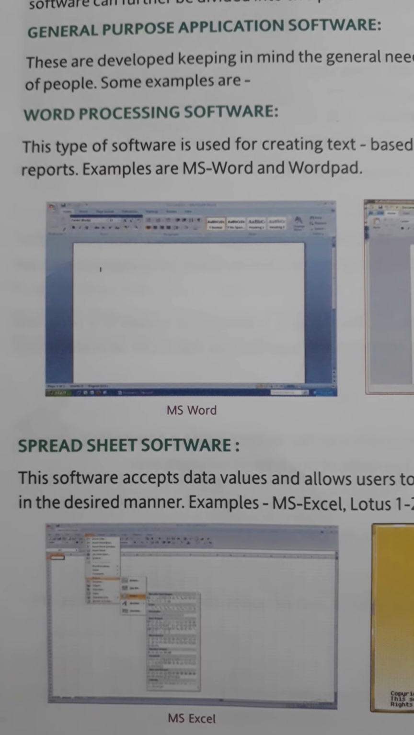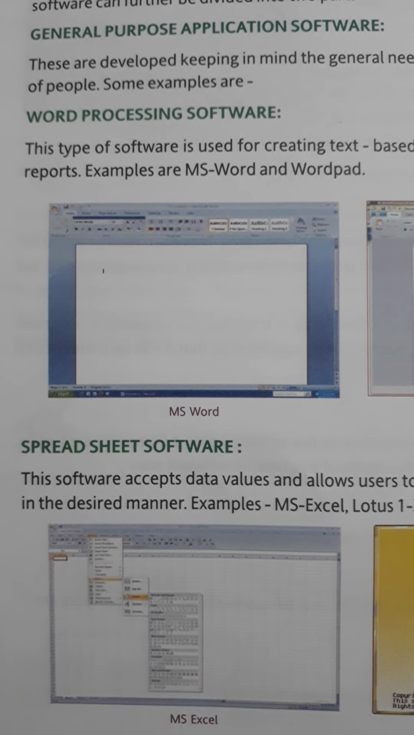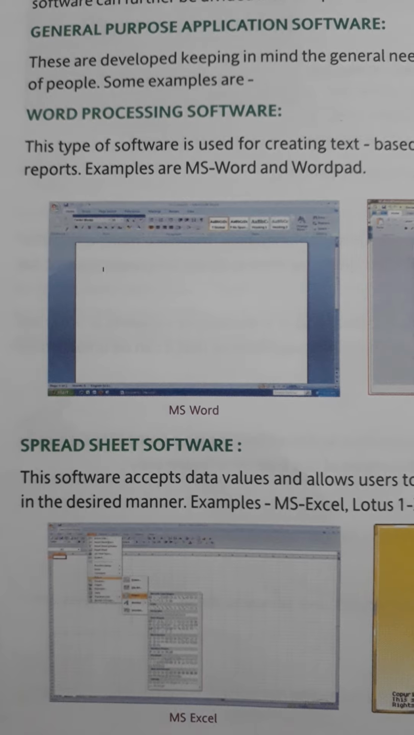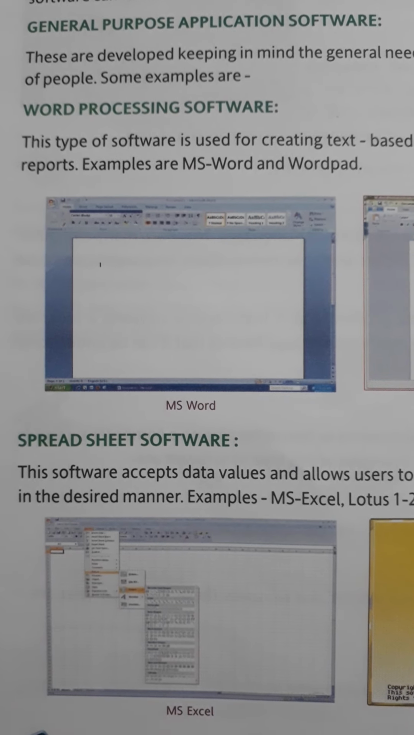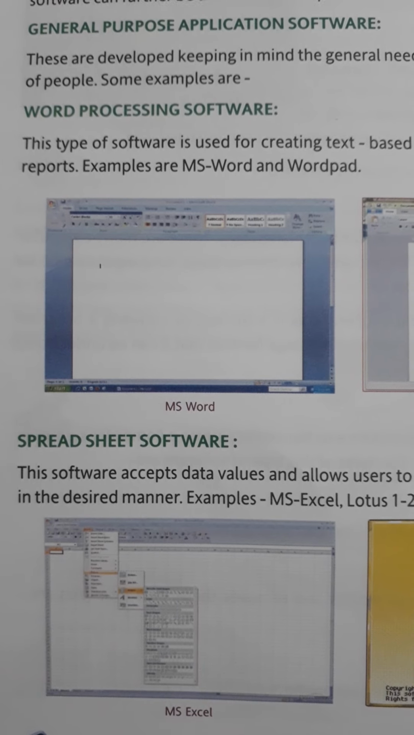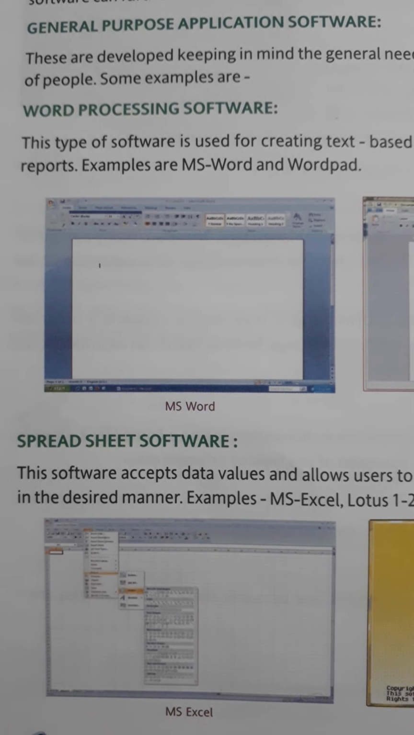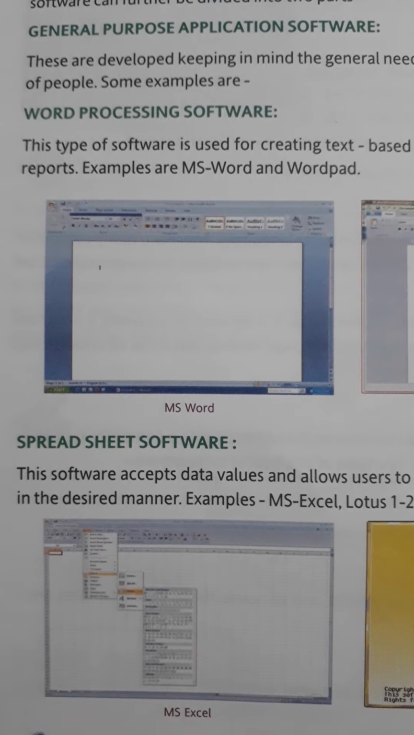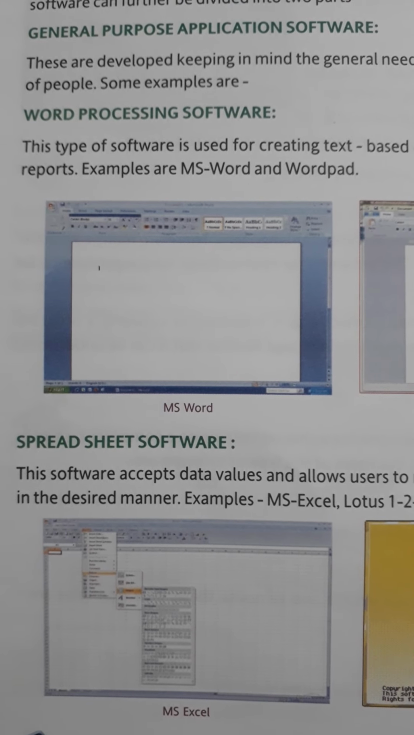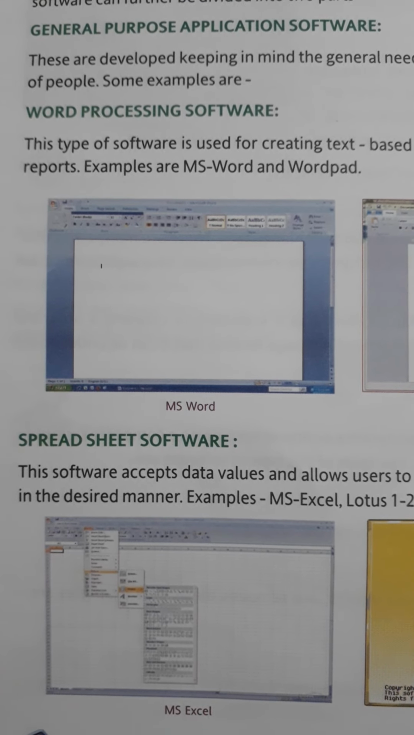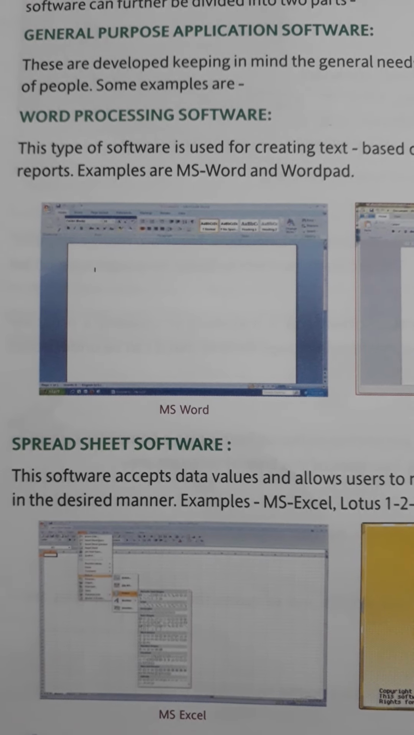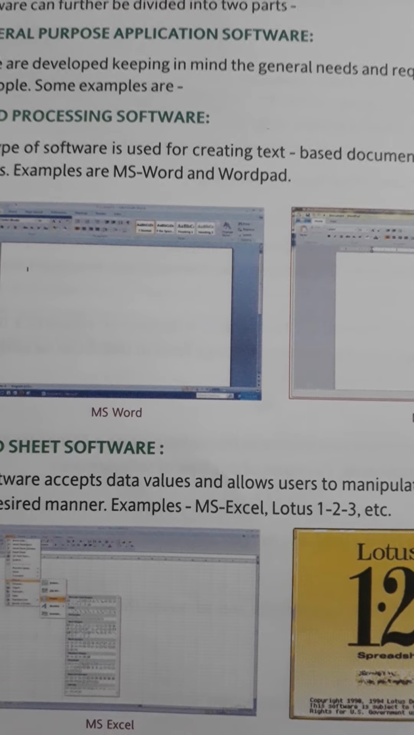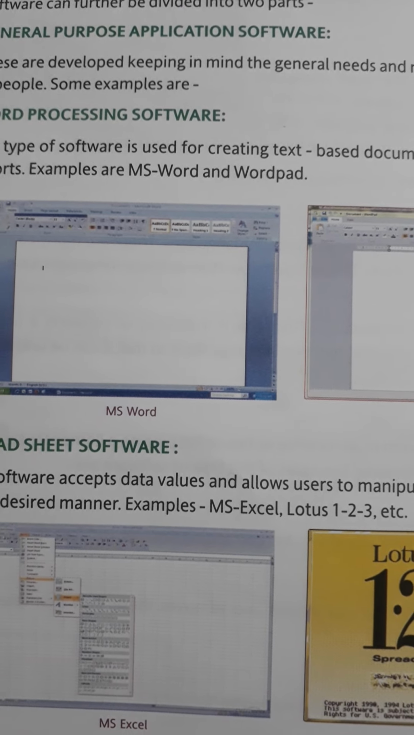Spreadsheet software. If we want to make some calculations, manipulations and analysis on the data, so we use spreadsheet software. Like if you want to make some calculation on the numbers, or if you want to make budget of the month, so we use spreadsheet software. MS Excel and Lotus 123 are example of spreadsheet software.